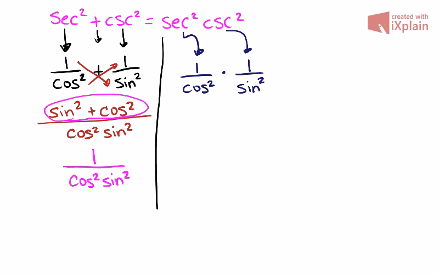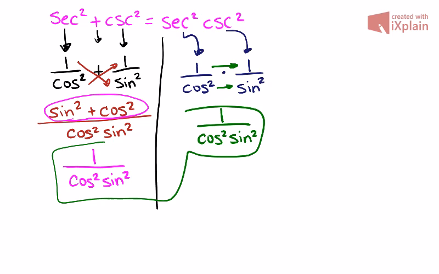Now, multiplying, nothing crosses out on top and bottom. So now I need to multiply straight across. Okay, so 1 times 1 is 1. Then cosine squared times sine squared is cosine squared sine squared. And now the two sides match. So we are done right there.